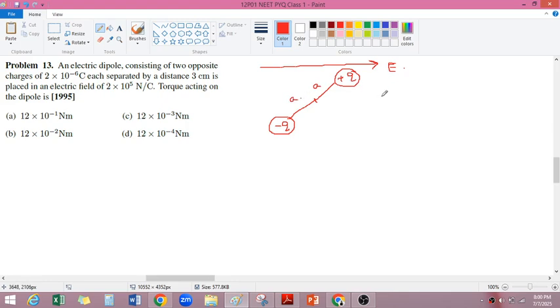So I think the torque will be tau equals P cross E. I remember it with the mnemonic tau P, so it's easy for me to remember. So tau is what they're asking. So P, now it is sine theta, right? Cross product.